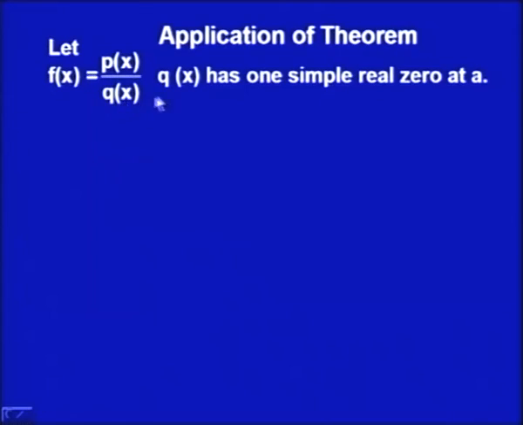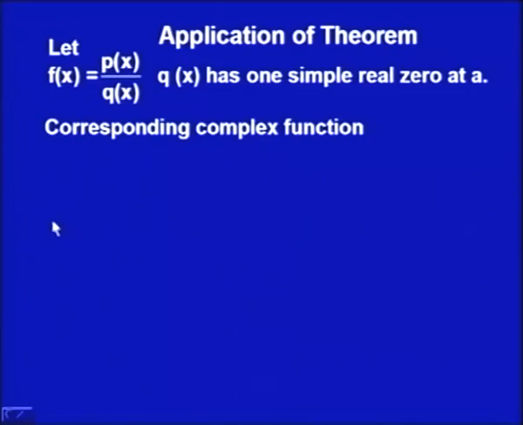Q(x) has one simple real zero, we are just talking about that one simple real zero only. Of course, it can have other zeros, but they have to be non-real zeros, and the condition on the degree is also satisfied: the degree of q has to be at least 2 higher than the degree of p. Then the corresponding complex function we take as f(z) equal to p(z) upon q(z).